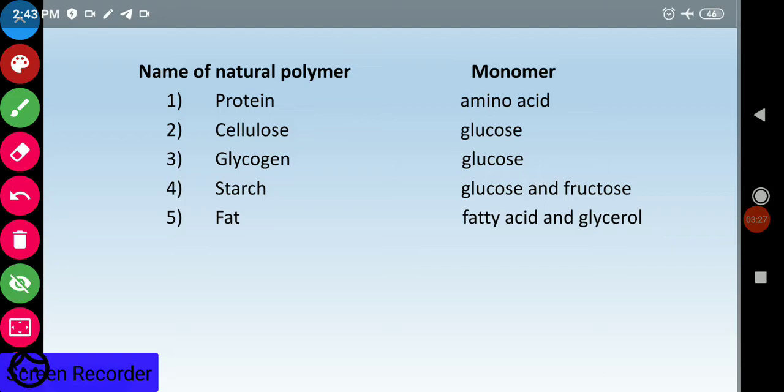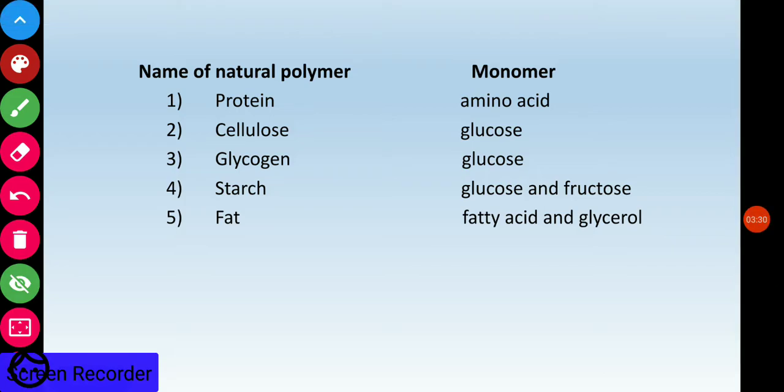Now, some of the monomers join together to form a polymer which is naturally present. For example, glucose which is found naturally, when they are joined to form a chain, it forms cellulose. Similarly, protein, glycogen, starch, fat, all these are polymers which are naturally formed. Now here in this chapter we are going to study the synthetic polymers.